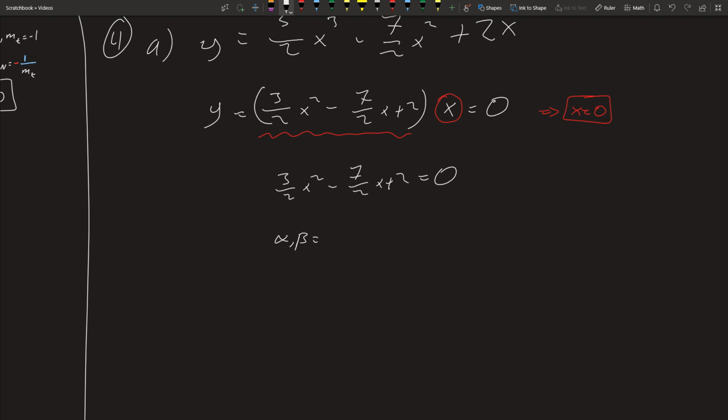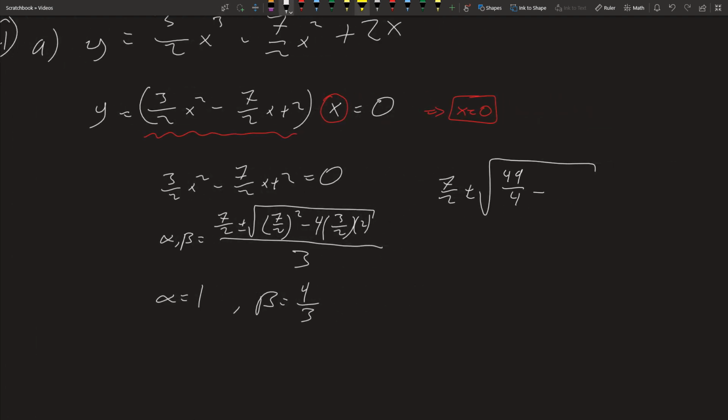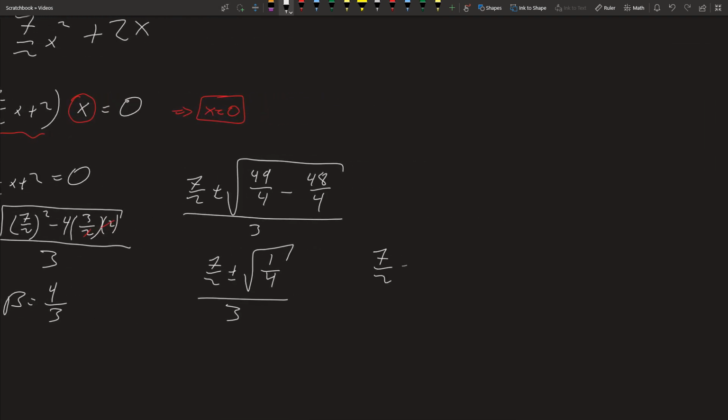This is equal to negative b, so 7 over 2 plus or minus the square root of 7 over 2 squared minus 4ac, all over 2a, which is 3. This is your standard quadratic formula, right? Now, alpha gives 1, and then beta gives 4 over 3 using your calculator. If calculators are not allowed, then just solve it. So 7 over 2 plus or minus, let's see, we have 49 over 4 minus, those 2's cancel out, so minus 12, which is 48 over 4, over 3. 7 over 2 plus or minus the square root of 1 over 4, over 3. The square root of 1 over 4 is just half, so 7 over 2 plus or minus half, over 3.